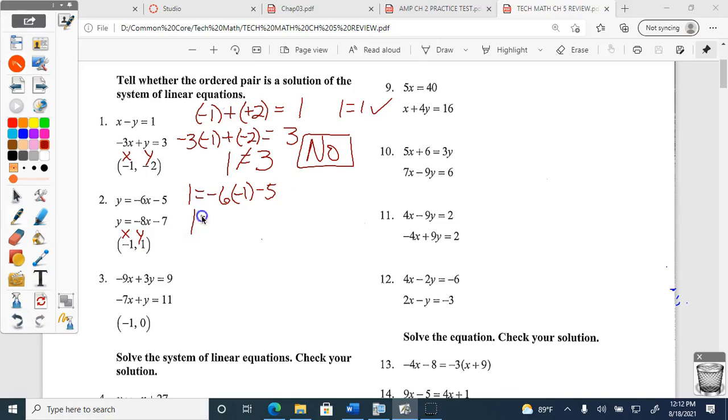1 equals, that's 6 minus 5 is 1. So that one checks. For the second one, 1 equals -8 times -1 minus 7. That would be 8 minus 7, which is 1. So that one is a yes.